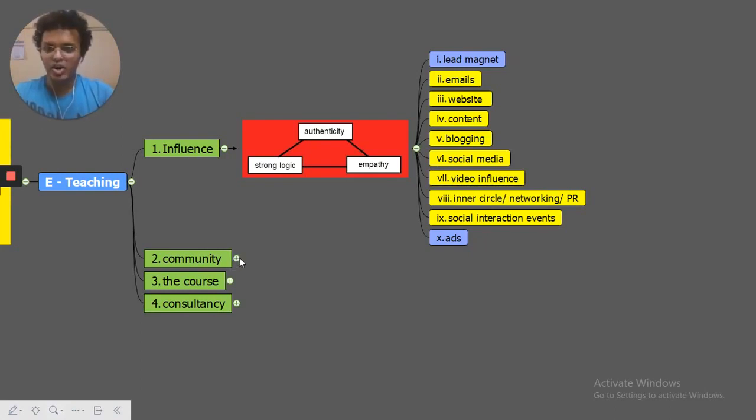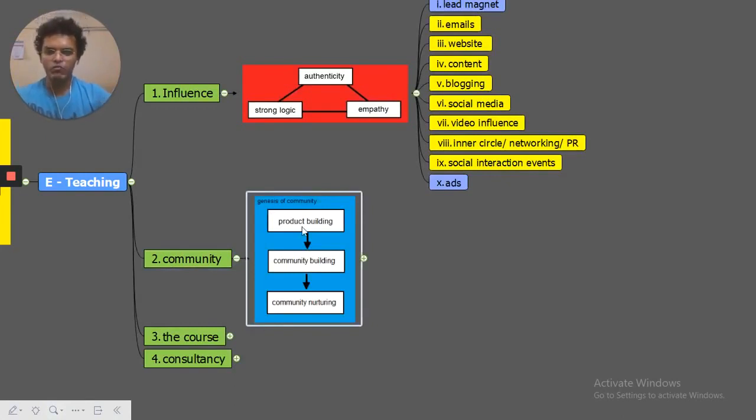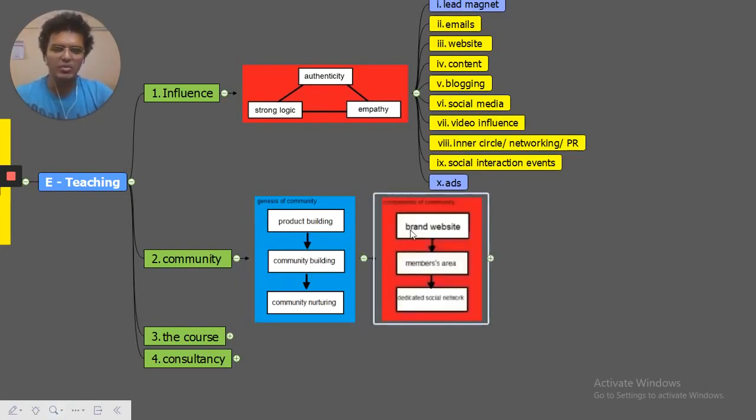Now, the second step of your e-teaching is building a community. Now, let's talk about the genesis of building a community. First, build a product that shall be your course or your consultancy. We'll talk about it next. So, by building a product, you build a community around your product or around your service that you're providing. There shall be 3 components of your community. You shall have a brand website of yours, and then a dedicated members area, and then a dedicated social network.